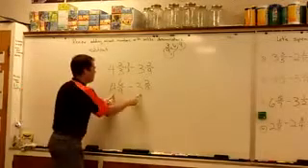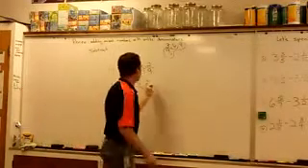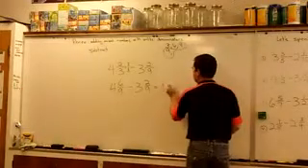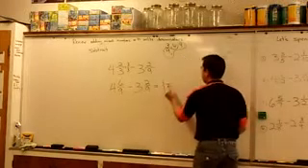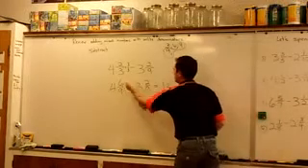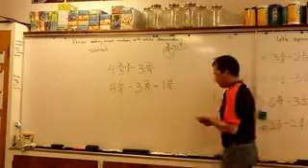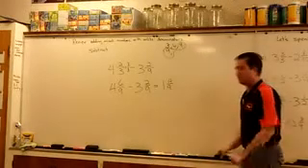Start with the whole number. 4 minus 3 is 1. Don't change the denominators when adding and subtracting. 6 minus 2 is 4. 1 and 4/9. You can't reduce it.